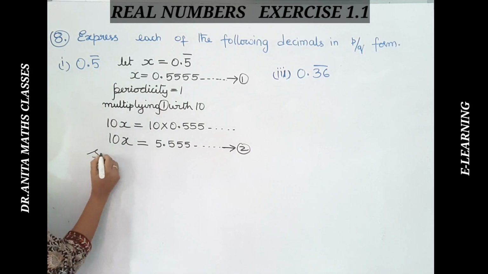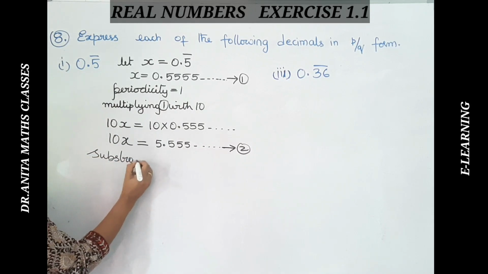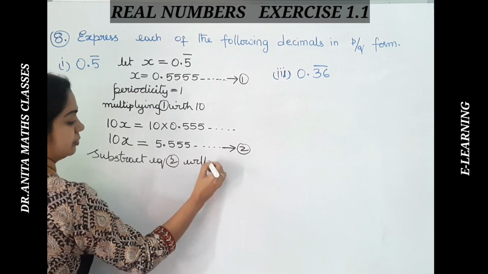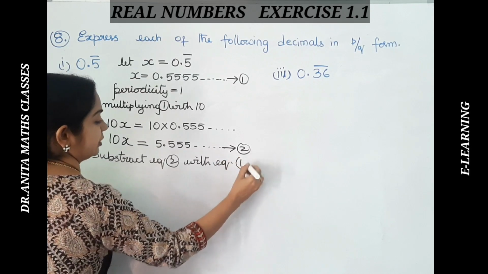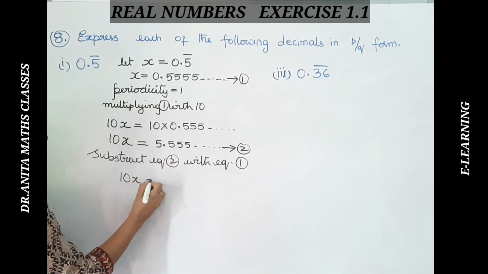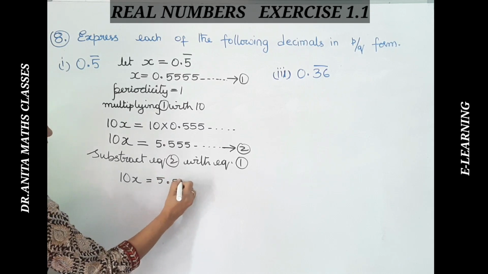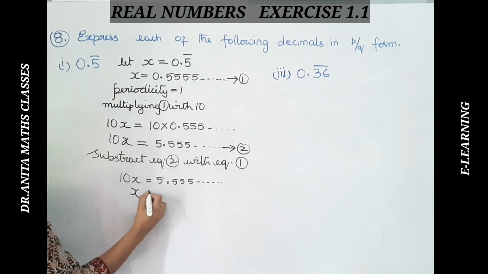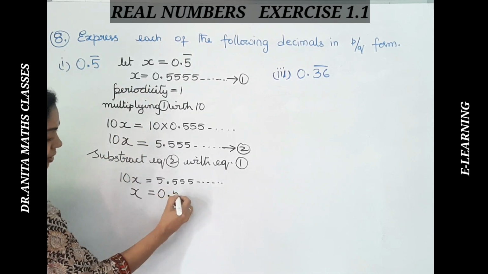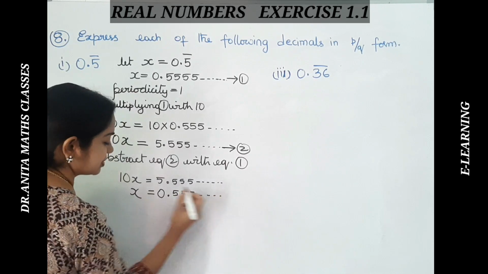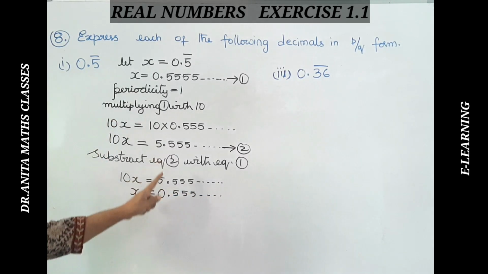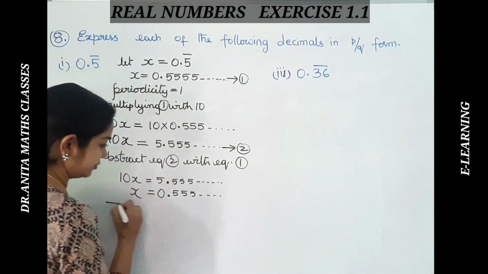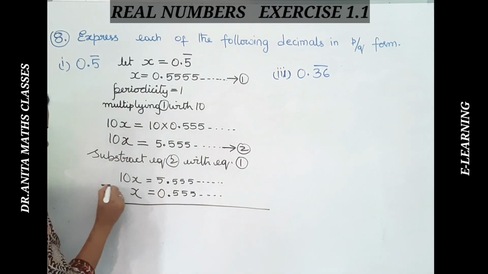Now subtract equation 1 from equation 2. So 10x is equal to 5.555, this is equation 2, and equation 1 is x equal to 0.5. How do you subtract decimals? We have to place point over point. For adding or subtracting, you have to write the point over point, then subtract. So let us subtract here.